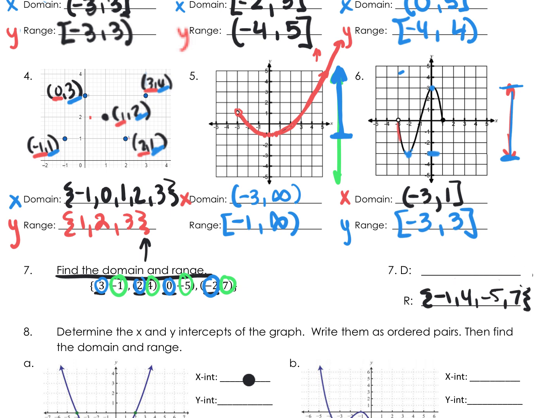from smallest to greatest. So my domain will be -2, 0, 2, and 3. I just put them in order. And then here we'll have -5, -1, 4, and 7. So I'm just going to rearrange the order. -5, -1, 4, and 7.